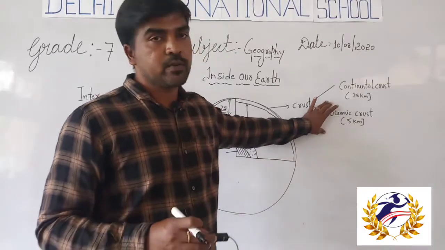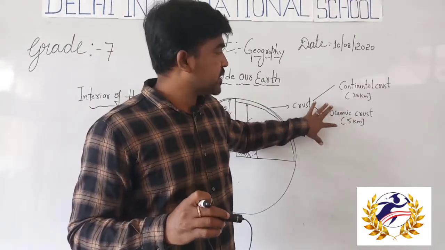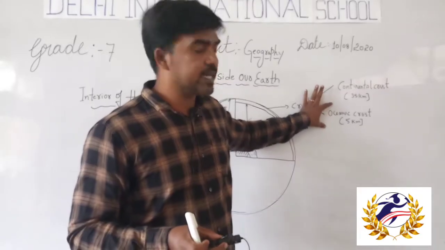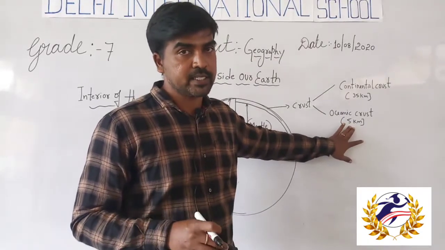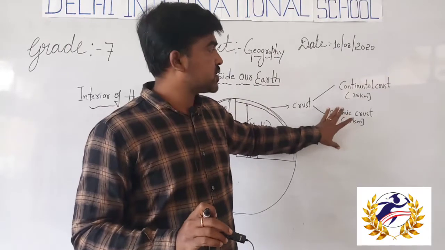That surface is what we used to call the ocean bed, so it is called oceanic crust. The thickness of oceanic crust is just 5 kilometers in ocean beds. That's it.